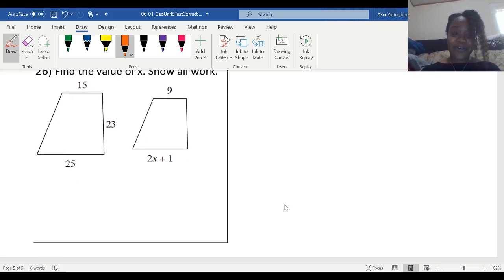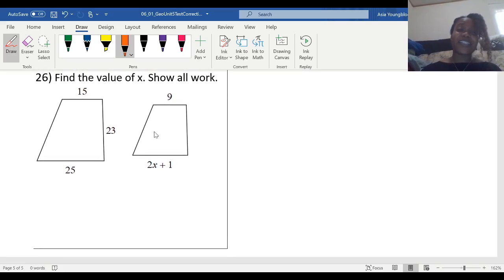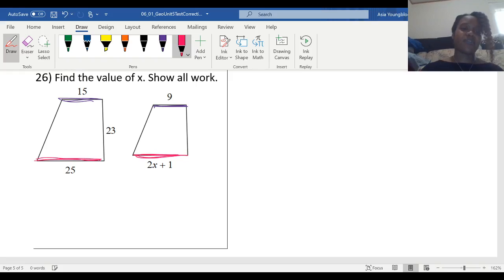Our last problem on the test, number 26. So it is actually just a repeat of one of the previous problems we had using our ratio tables. So we're going to start by identifying our corresponding sides. I want to emphasize, we have this 23, but we don't have the corresponding side. So that is why we're not going to focus on 23. We have 15, which corresponds to 9. And we have 25, which corresponds to 2x plus 1 for this missing side that we're going to find.